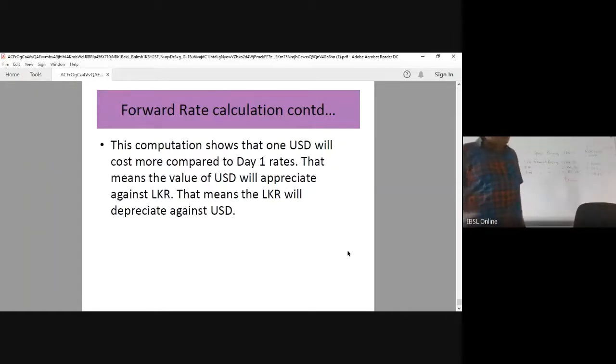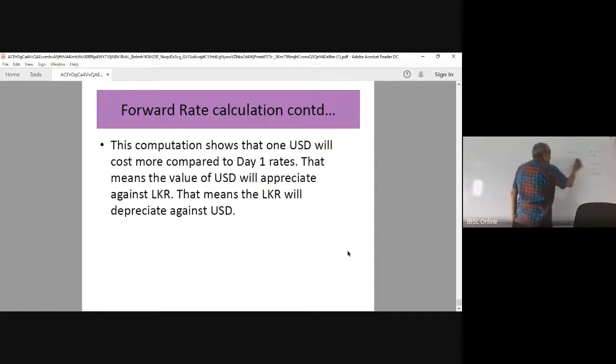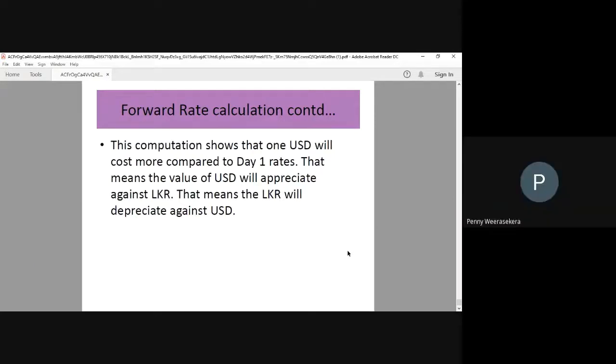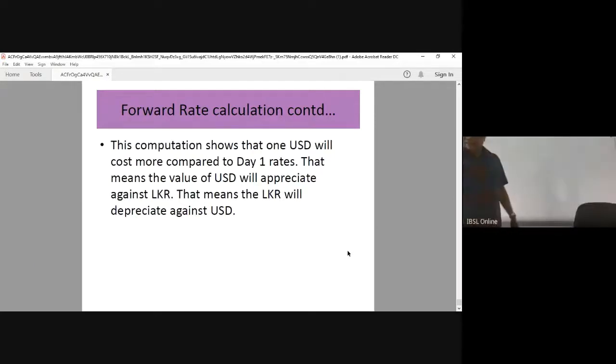Normally, exchange rates are quoted in how many digits? 2 digits or 4 digits? 2 digits, 4 digits. Again, the last two are what we call pips.